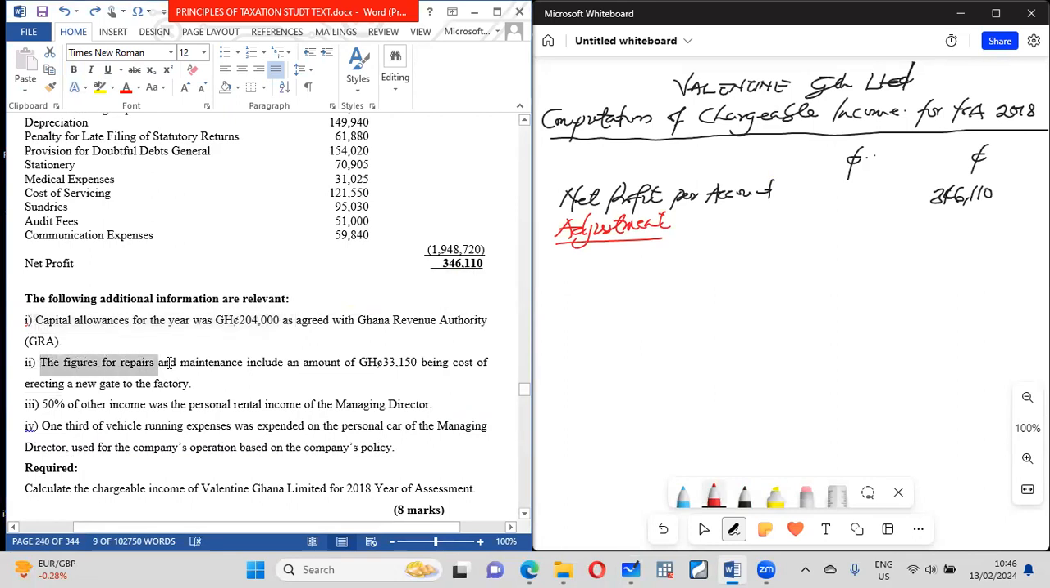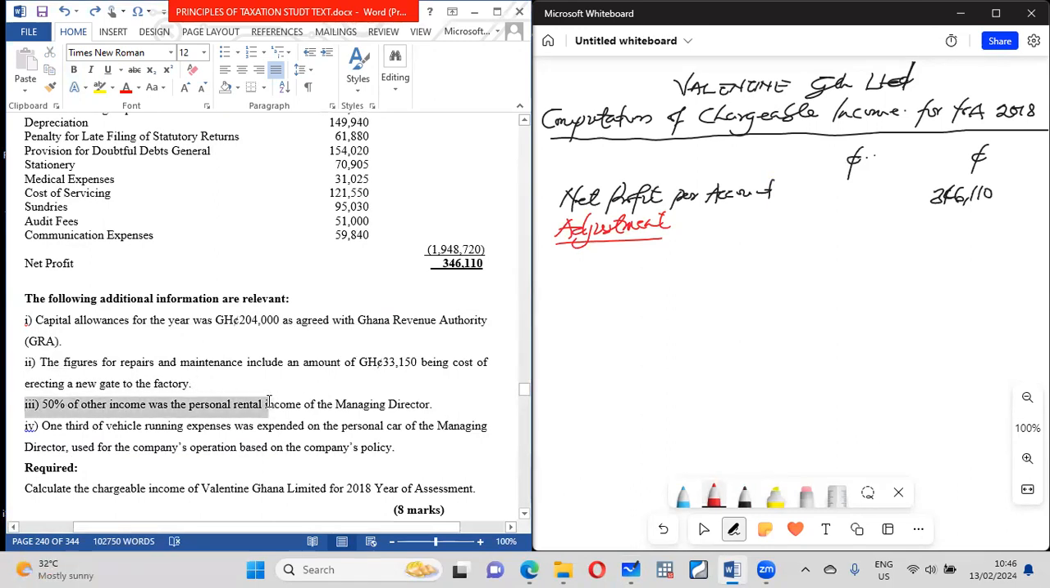Then the figure in the repairs and maintenance included an amount of 33,150 being the cost of erecting a new gate. So you see something like this, you have to disallow it because a gate is not a revenue expenditure. It is actually something that can last for more than 12 months. So we have to add that one back too. Okay, so that is that.